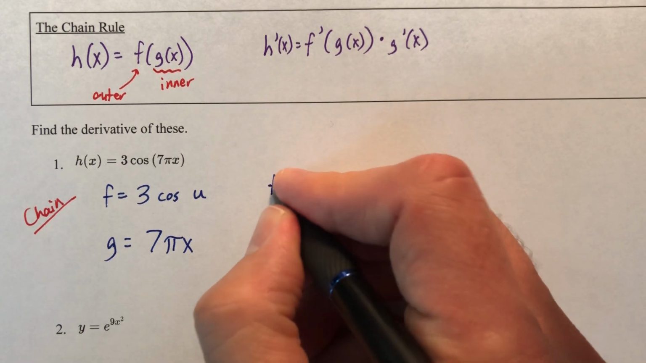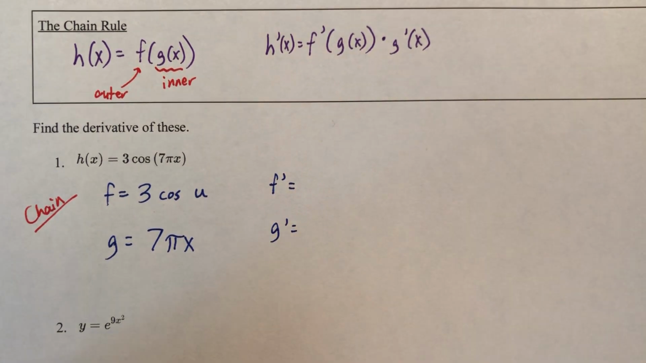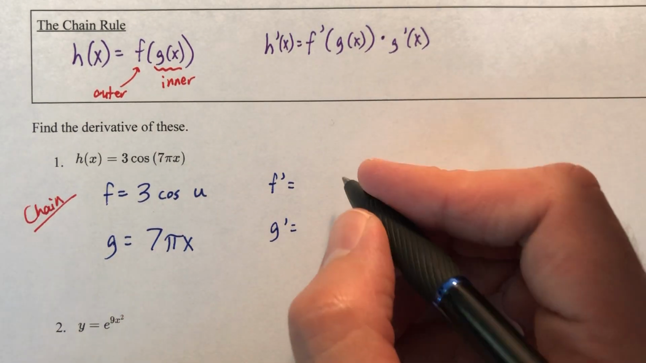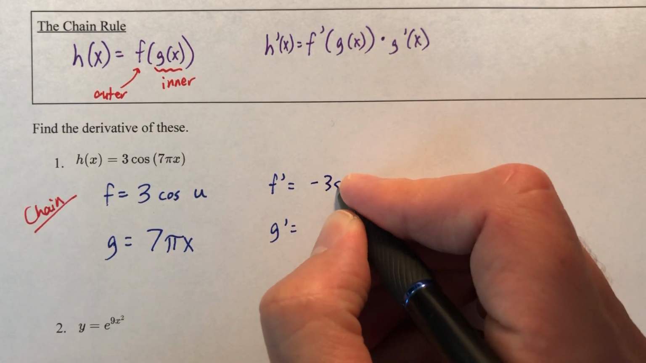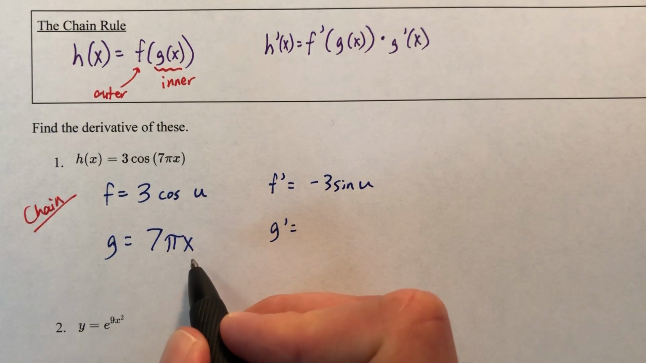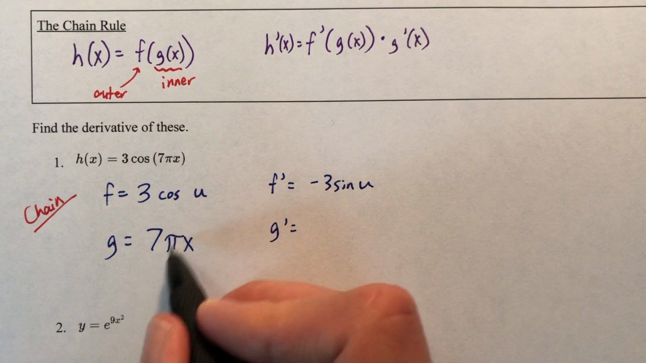So let's do the same thing we've been doing with product and quotient. And let's find f prime and g prime. The derivative of 3 cosine of u would be, well, negative 3 sine u. And the derivative of 7 pi x, don't complicate things. Don't be like, well, 7 times pi times x, and then we're multiplying this times that. Okay, 7 pi is a constant.